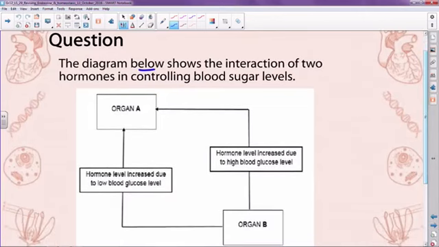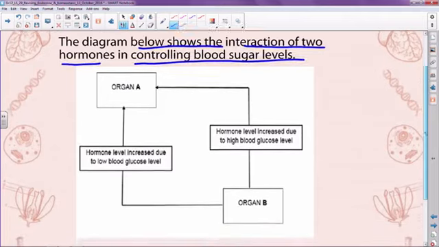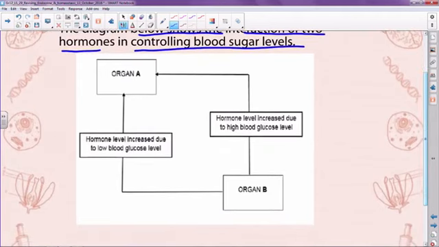The diagram below shows the interaction of two hormones in controlling blood sugar levels. So the first thing we're going to have a look at is the blood and the sugar levels. In the diagram we have two organs, organ A and organ B. If we look at organ A, you'll notice that all the arrows are moving towards it. You've got hormone levels increased due to high blood glucose levels, hormone levels increased due to low blood glucose levels, and then you've got organ B.